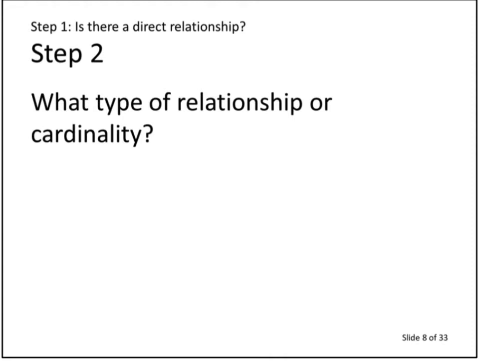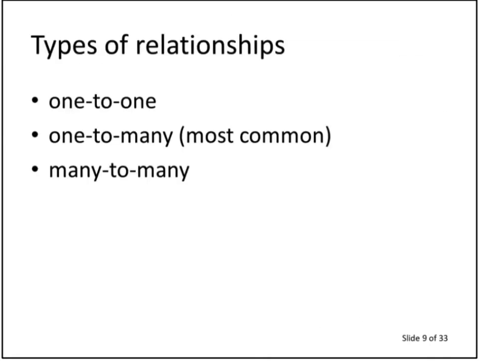Step 2, which is where we determine the type of relationship, which is also known as cardinality. So in an earlier section, we covered the types of relationships: one-to-one, one-to-many, which is the most common, and many-to-many. Here's a technique you can use to determine a relationship between two entities.